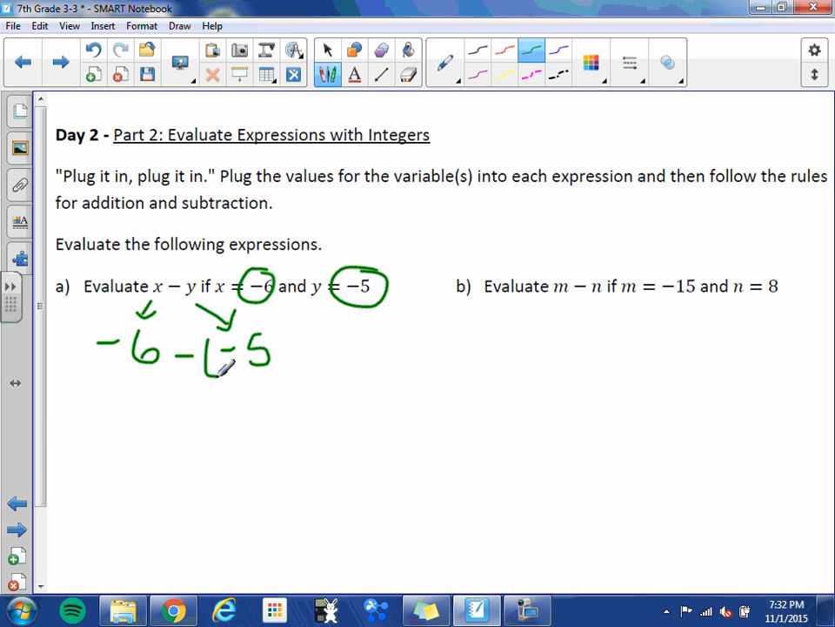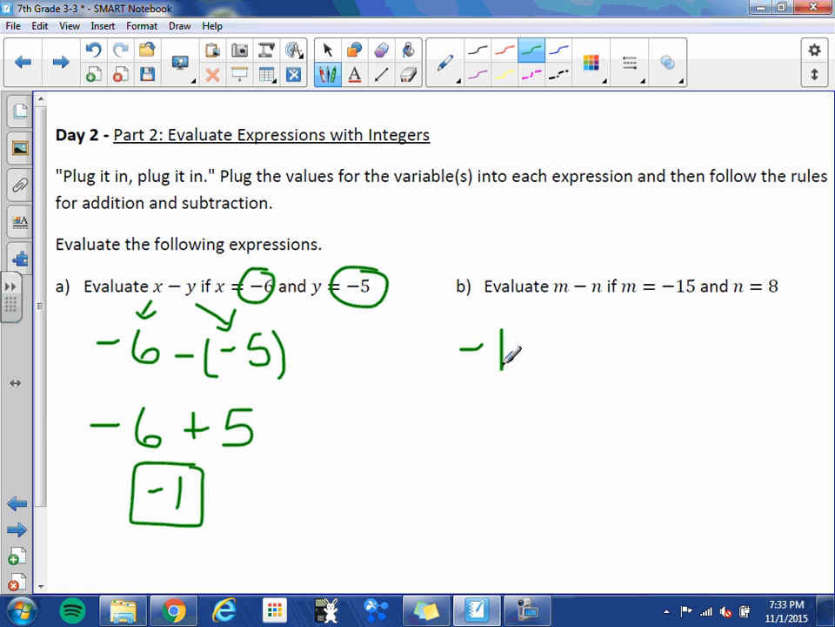Whenever I have a minus and a negative next to each other, I like to put the negative 5 in parentheses. I will not subtract, I will add the opposite. Different signs, difference, subtract, and keep the sign of the larger. So negative 1. Letter B, m minus n.